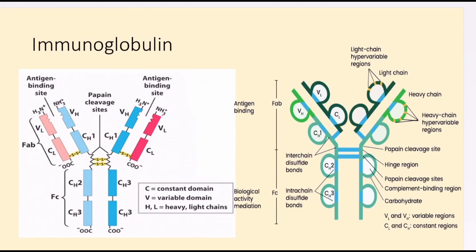Based on the differences in the heavy chain, the immunoglobulins are classified into five types. They are IgG, IgM, IgA, IgD and IgE. The light chain exists in two forms, either kappa or lambda, but never both. This is the simplest representation of immunoglobulin structure. Thank you for watching.